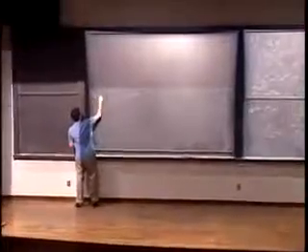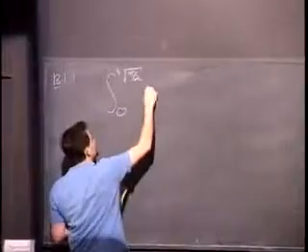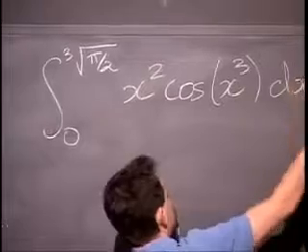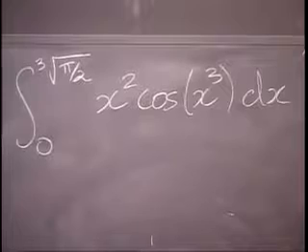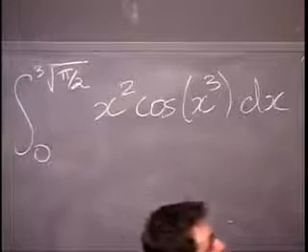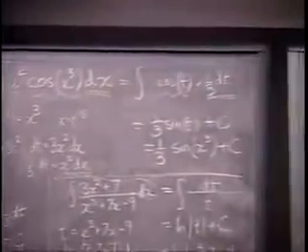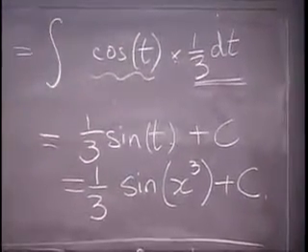So, let's talk about definite integrals and substitution. Consider this example. Suppose I integrate from 0 to the cube root of pi over 2, a lovely number, of x squared cosine x cubed dx. Now this should look familiar. We did this indefinite integral before. In fact, if I resurrect what the answer was, maybe we can just pan all the way up to the top right corner of that board. There's where we did the indefinite integral. The answer was 1/3 sine x cubed plus a constant.